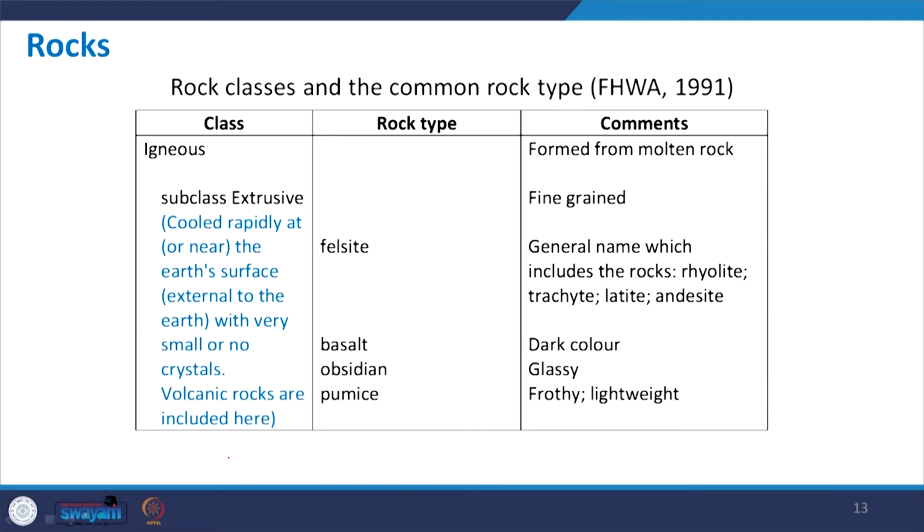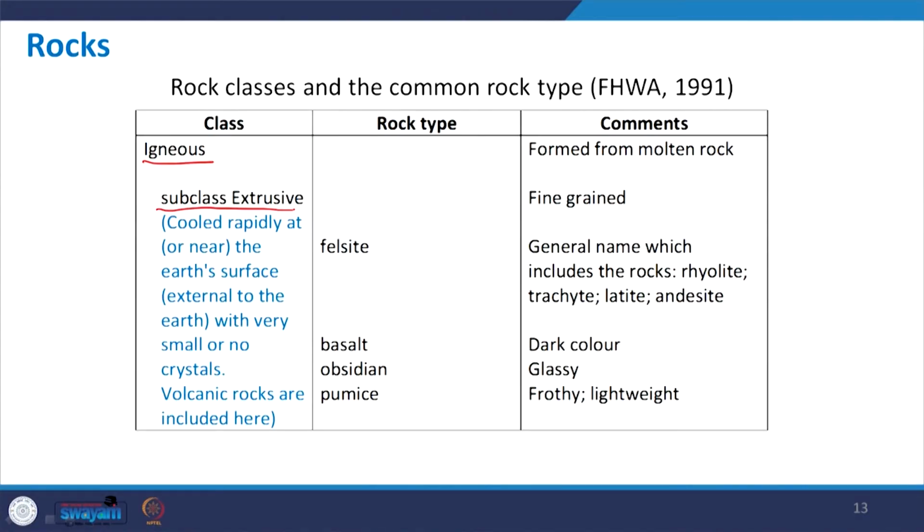Now, as we discussed the different mineral groups and minerals, let us have some discussion on different rock classes and the common rock types. So, first of all, we will have the igneous rock class. Okay. Now, this is divided into two subclasses based on how it cools, where it cools. Okay. So, we will have two different classes.